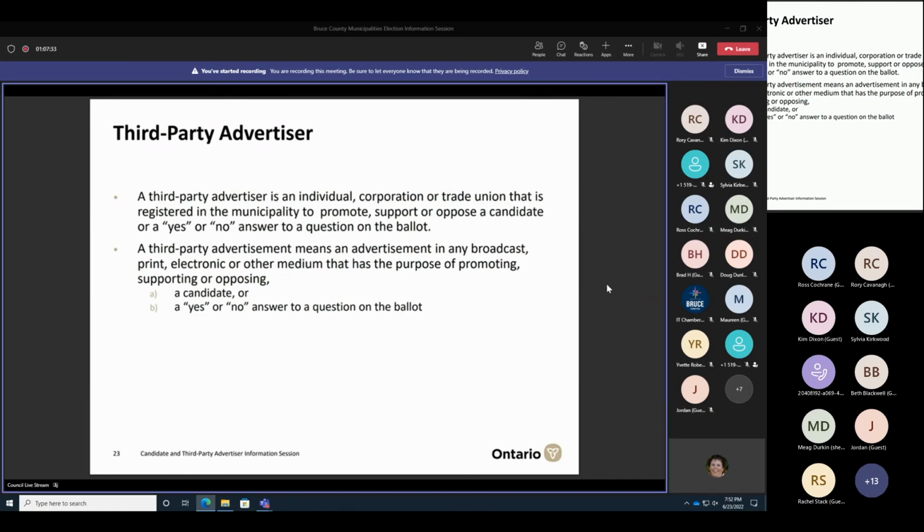Third-party advertisers. A third-party advertiser is an individual, corporation, or trade union that is registered in the municipality to promote, support, or oppose a candidate, or a yes or no answer to a question on the ballot. Third-party advertisement means an advertisement in any broadcast, print, electronic, or other medium that has the purpose of promoting, supporting, or opposing a candidate or a yes or no answer to a question on the ballot.